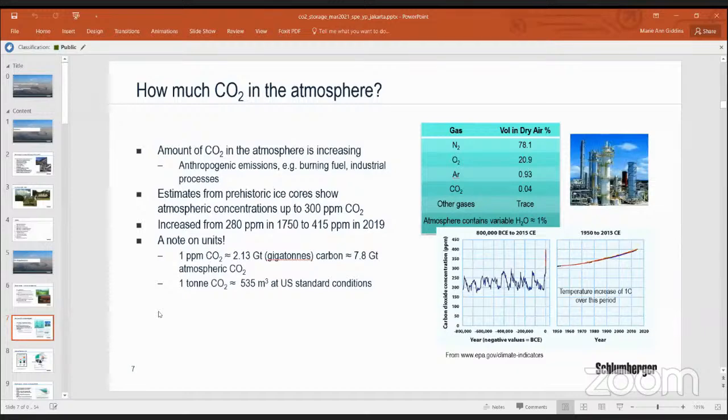So most of the audience, I expect, will be reservoir or petroleum engineers, and we do like to understand the numbers that people are talking about. So I should mention the units. 1 part per million of carbon dioxide is equivalent to about just over 2 gigatons of carbon, or 7.8 gigatons of atmospheric carbon dioxide. And to convert it to gas volumes, 1 ton of CO2 is about 535 standard cubic meters. So this gives you some idea of what sort of numbers are involved.